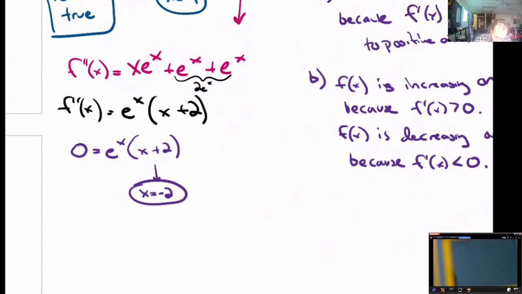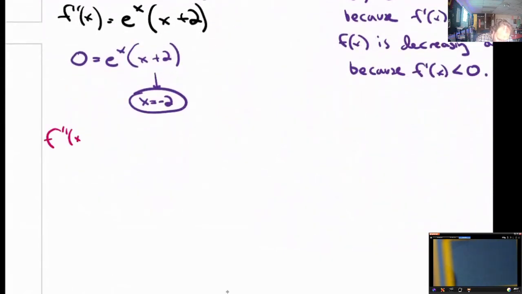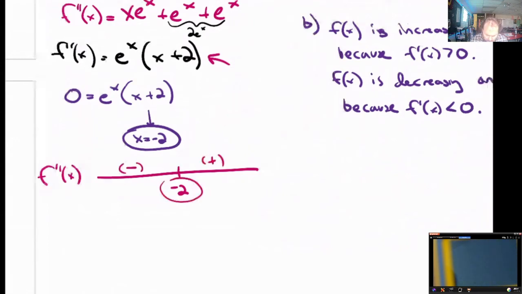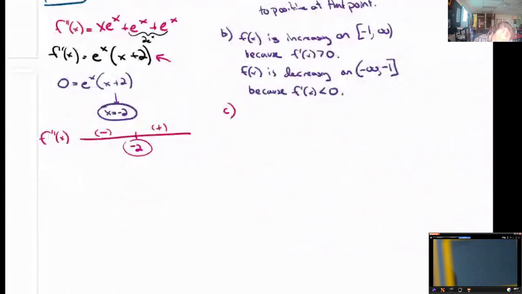If you consider f double prime on a number line, kind of like we did before, this time at negative 2, if you plug in any number less than negative 2, you'll get a negative number times a positive number, and that's negative here, and then positive. So I believe there is an inflection point for question C at x equals negative 2. F of x has an inflection point at x equals negative 2 because f double prime of x changes sign.